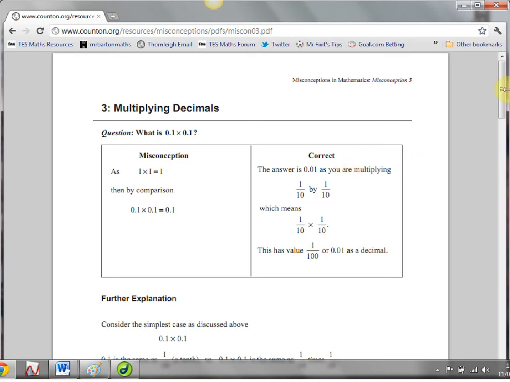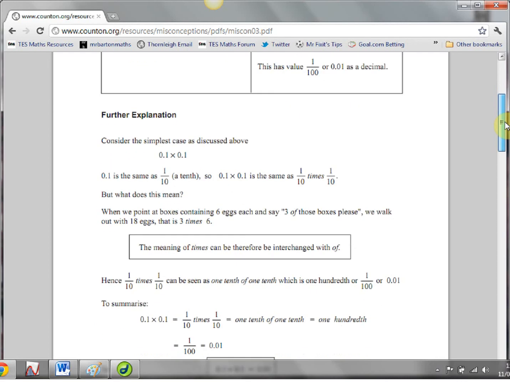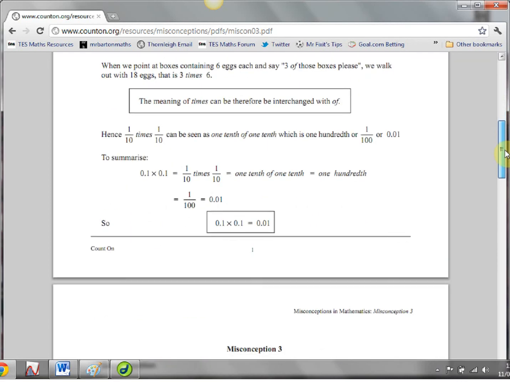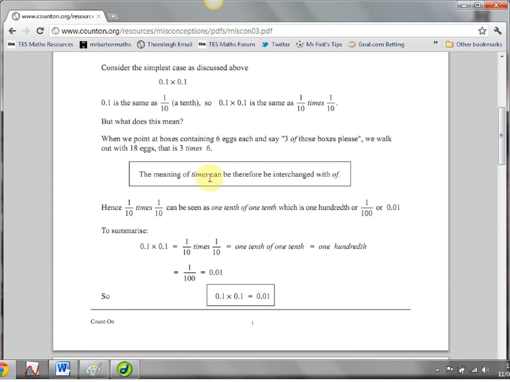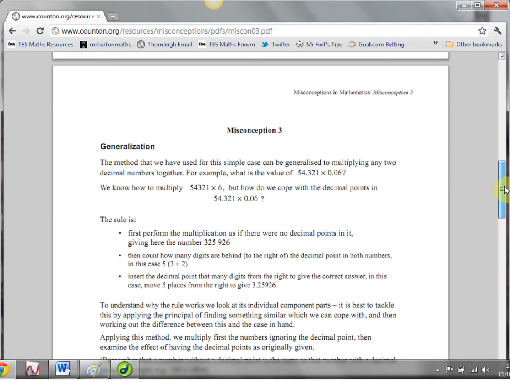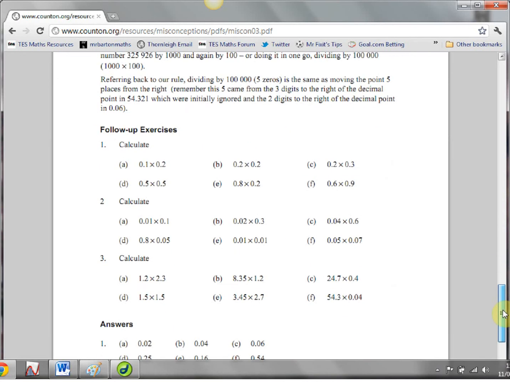Then we have the correct answer, but most importantly, we have a really good explanation of why students may make that mistake, and then possible techniques for correcting it. So emphasising the fact that times can also be interchanged with the word of. So 0.1 times 0.1 is a tenth of a tenth, which is a hundredth, or 0.01. And then we have a bit more analysis of it. And then we have some examples for the students to practice.